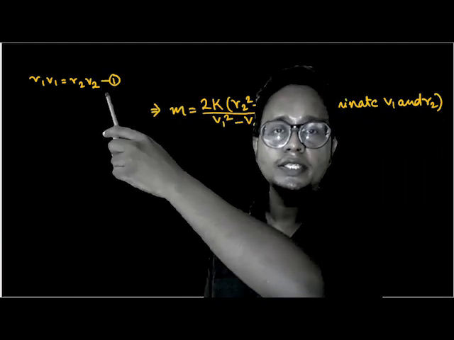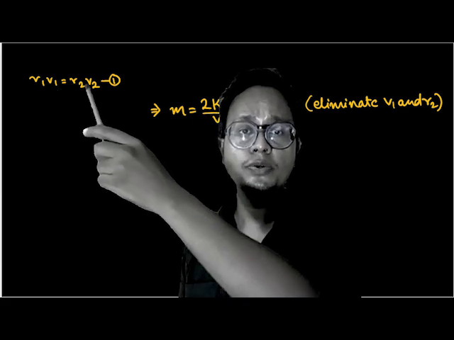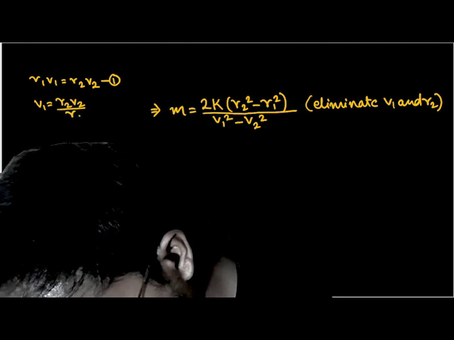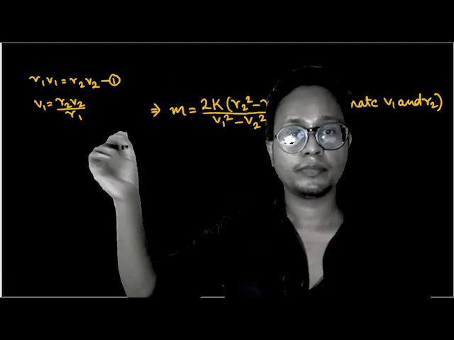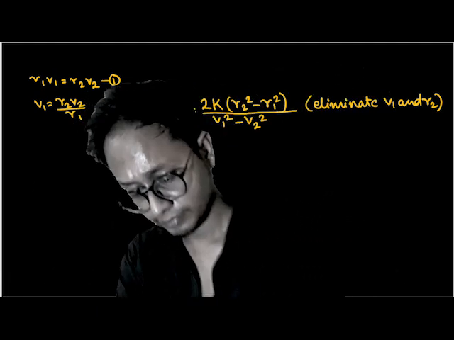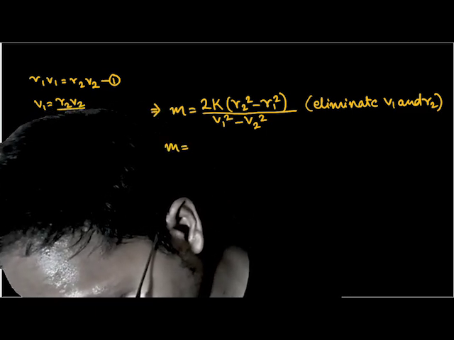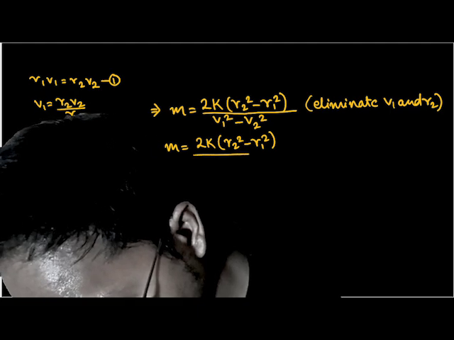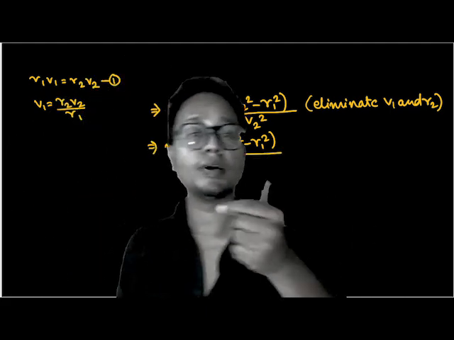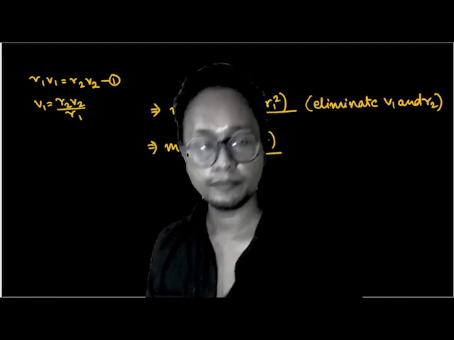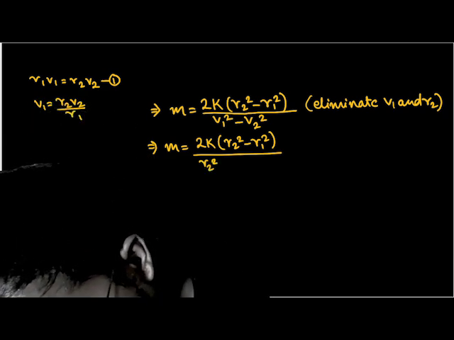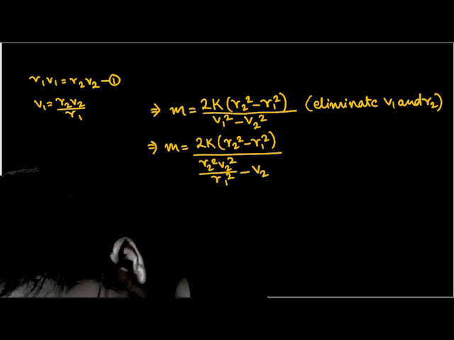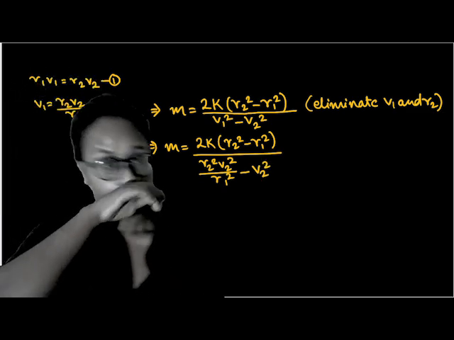See, from this equation, can I say v1 is equal to r2 v2 by r1? So v1 is equal to r2 v2 by r1. And can I substitute this v1 here? If I substitute that v1 here, I'll get 2k (r2 square minus r1 square) divided by, what is the value of v1? The value of v1 is nothing but r2 v2 by r1. So v1 square becomes r2 square v2 square by r1 square, minus v2 whole square, isn't it?